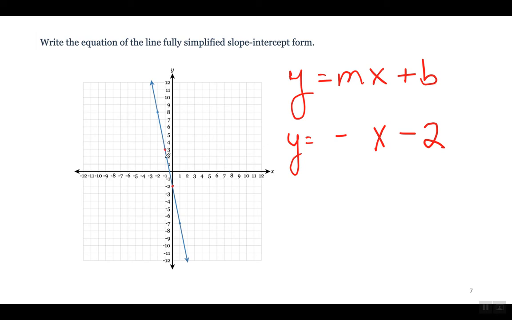The rise is from positive 3 to negative 2, which is a distance of 5. Okay, el rise va desde positivo 3 hasta negativo 2, así que es una distancia de 5. And the run goes from 0 to negative 1, which is a distance of 1. Okay, la distancia horizontal es 1. So when you simplify that, you get that.